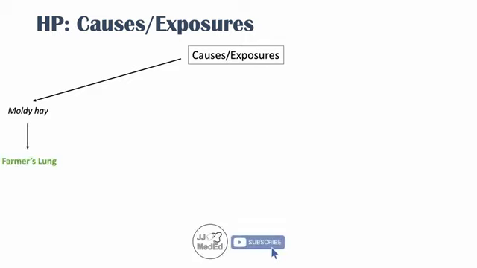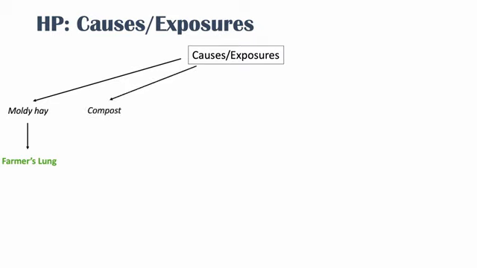So what are some of the causes and exposures? There are actually many different causative antigens that lead to hypersensitivity pneumonitis. There's actually more than 300. We're going to talk about some of the major ones here. One of those is moldy hay. This leads to a condition known as farmer's lung. So farmer's lung is a hypersensitivity pneumonitis, but we call it farmer's lung when it's caused by exposure to a substance in moldy hay. Another cause or exposure is compost.